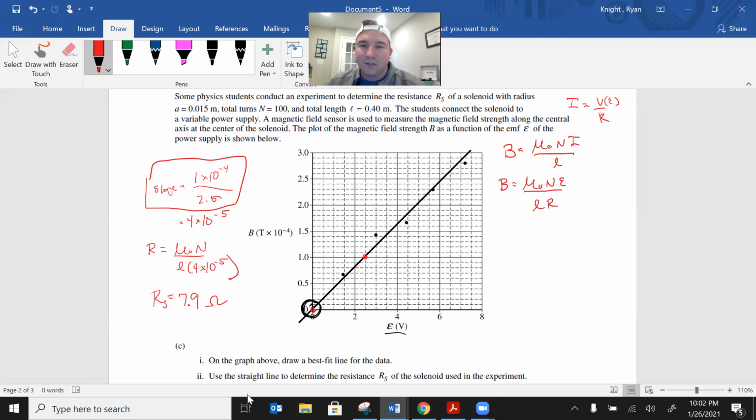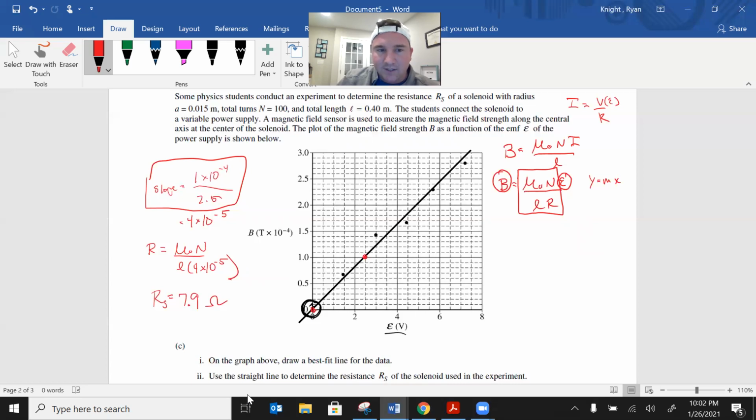And then we have an equation that has B in the y-axis spot if we were to do y equals mx, right? And it's got E in an x spot, which means everything that's left over is the slope of the line. So if we're able to find the slope of the line, we can set it equal to mu naught N over LR, and we can solve. So that's what I did over here. I found the slope. I used the point 0, 0, and 1, 2.5. So rise over run, divide.